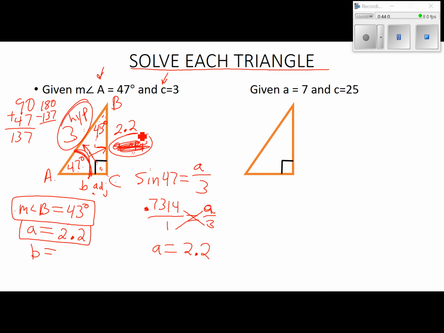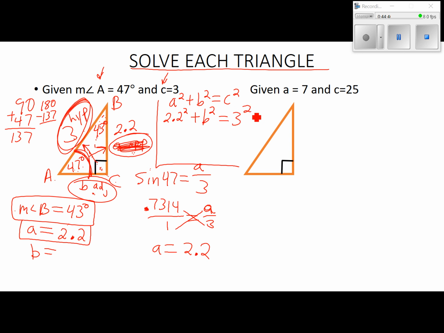Several ways we could find little b. We could set up sine, cosine, or tangent again and deal with like adjacent and hypotenuse, which would be the cosine. Or we could use Pythagorean's theorem, and that's what I'm going to do, just to refresh your memory on Pythagorean's theorem. A squared plus b squared equals c squared. Well, A, that's one of the legs, that was 2.2 squared, plus the B, the other leg we don't know, so we'll just leave it b squared, and C is 3, the hypotenuse is 3 this time, so 3 squared.